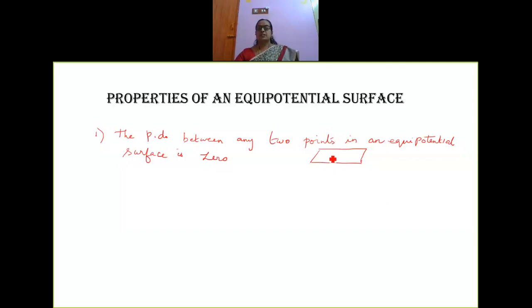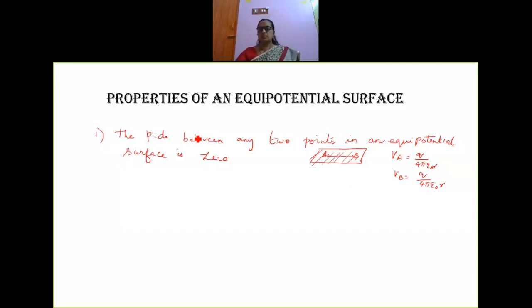I am going to consider point A here and point B here. And you know that the potential at point A can be written as V is equal to Q by 4 pi epsilon naught r. Similarly, the potential at B is equal to Q by 4 pi epsilon naught r. Now, as I said, if the surface is an equipotential surface, the potential at these 2 points will remain the same.